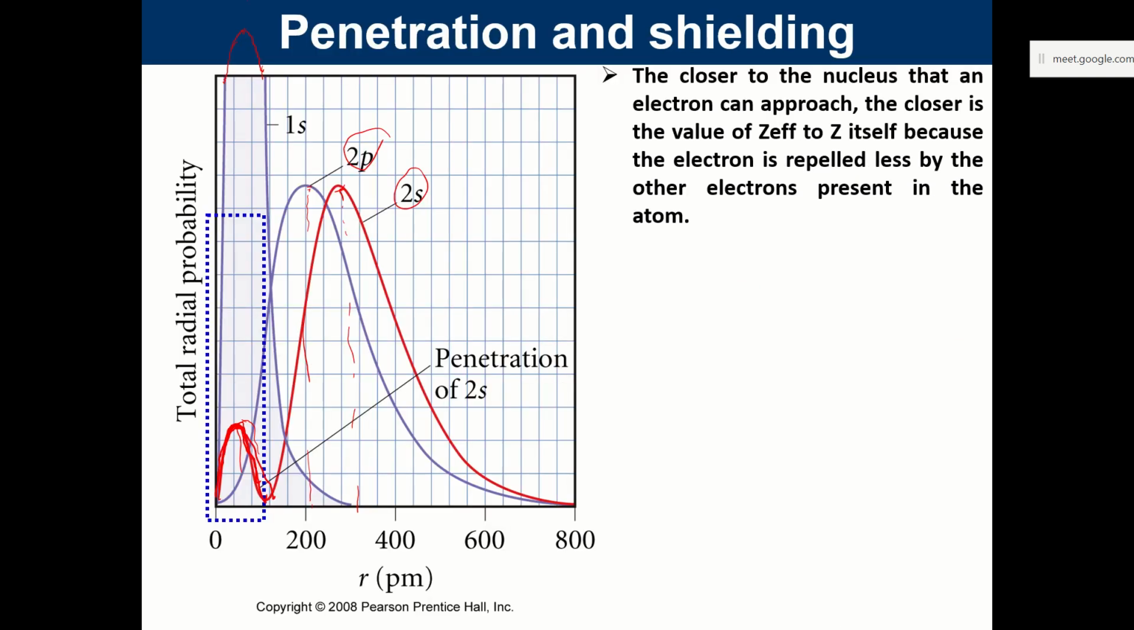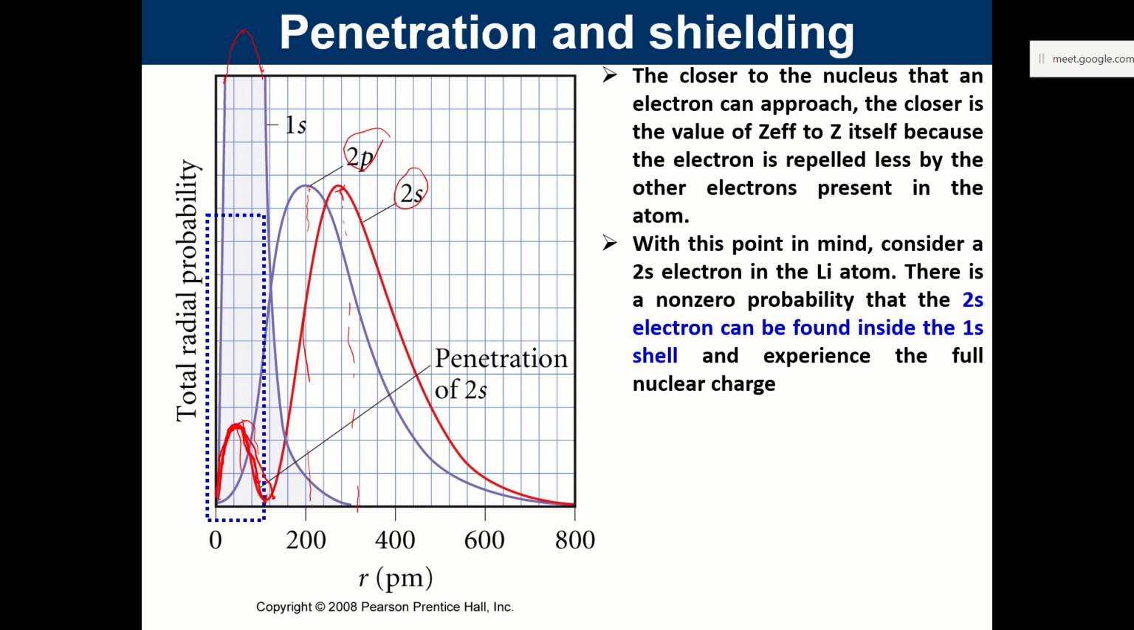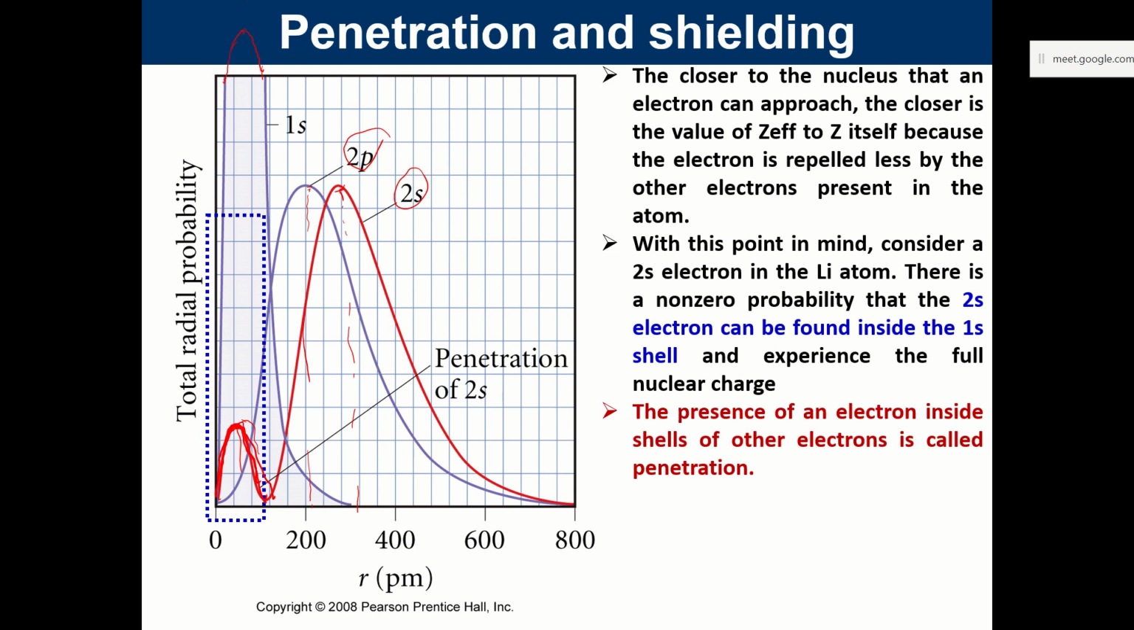And so again the penetration, so this property of an outermost electron to be found inside the inner shells, this is called penetration. Okay, the presence of an outer electron inside the shells of other electrons is called penetration, right?